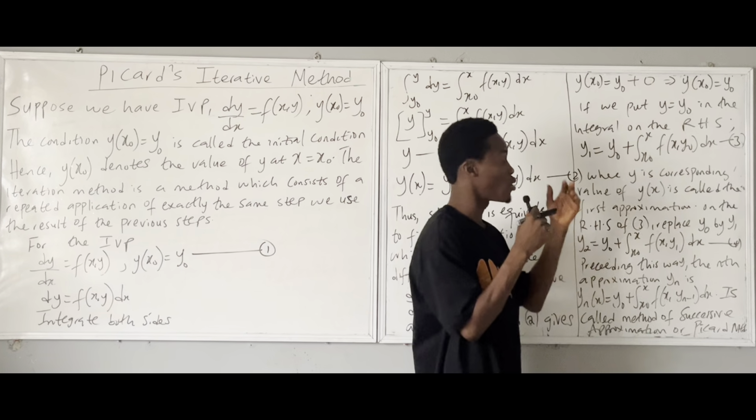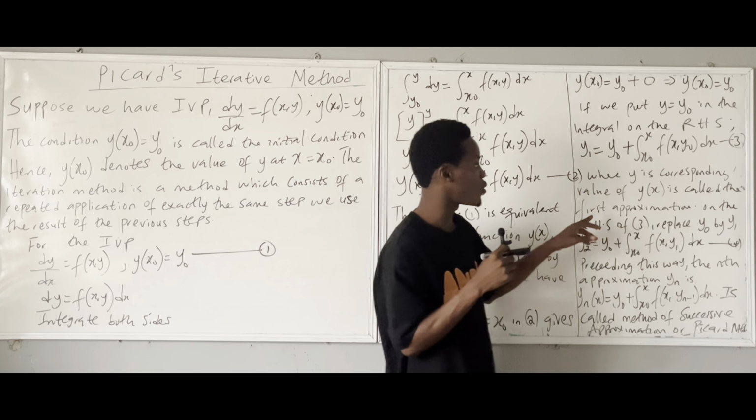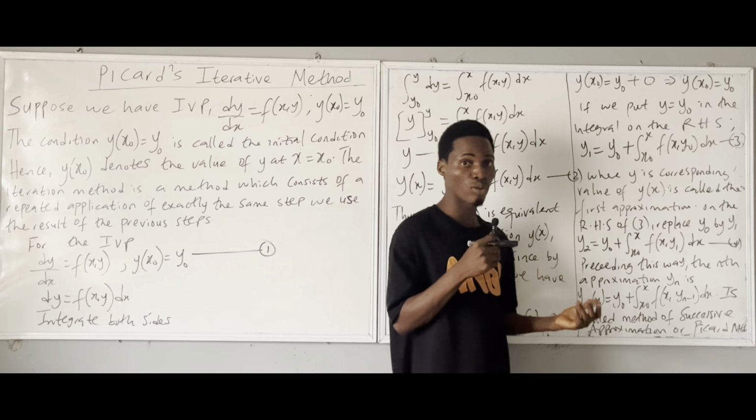Since we have tried for s equal to s naught, if you put y equal to y naught in the integral on the right hand side, what are we going to have? In this integral, equation 2, if you put y equal to y naught, we let our y to be y naught. So equation 3, where y is the corresponding value of y of x, is called the first approximation. I've explained that before. Y is the corresponding value of y of x.